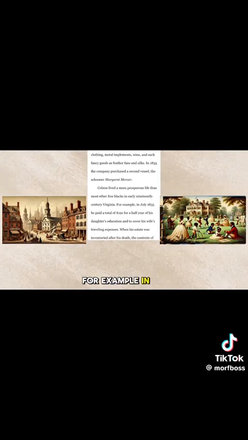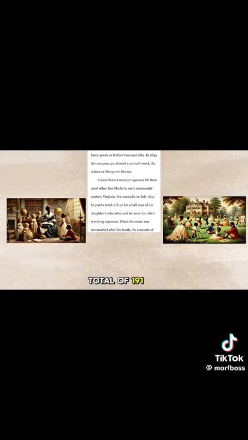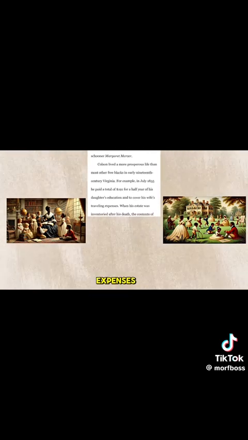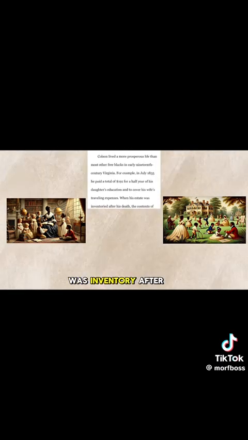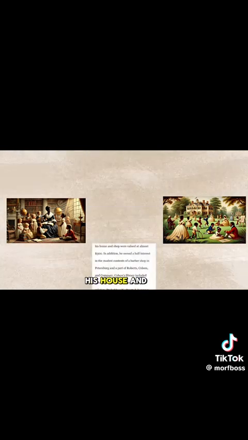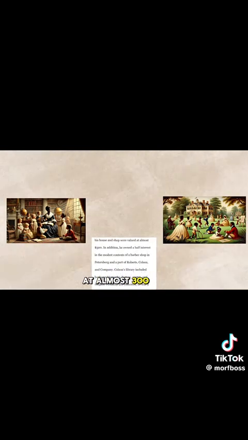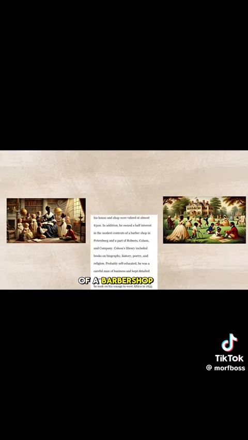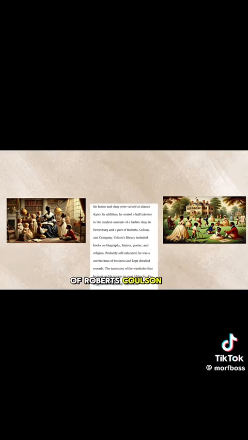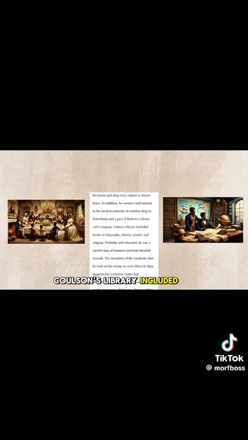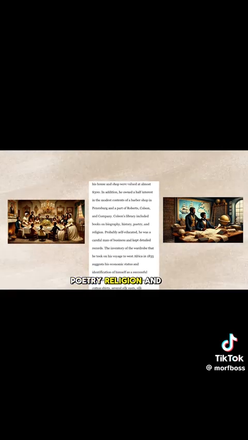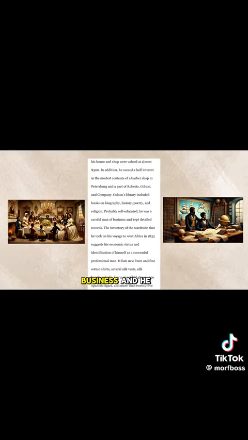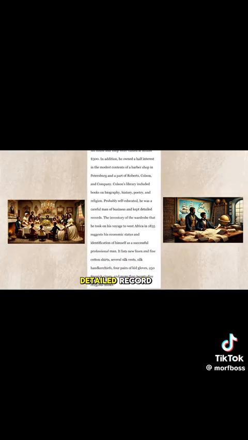For example, in July 1835, he paid a total of $191 for a half year of his daughter's education and to cover his wife's traveling expenses. When his estate was inventoried after his death, the contents of his house and shop were valued at almost $300. In addition, he owned a half interest in the modest contents of a barbershop in Petersburg and a part of Roberts, Colson and Company. Colson's library included books on biography, history, poetry, religion, and he was probably self-educated. He was a careful man of business and he kept a very detailed record.